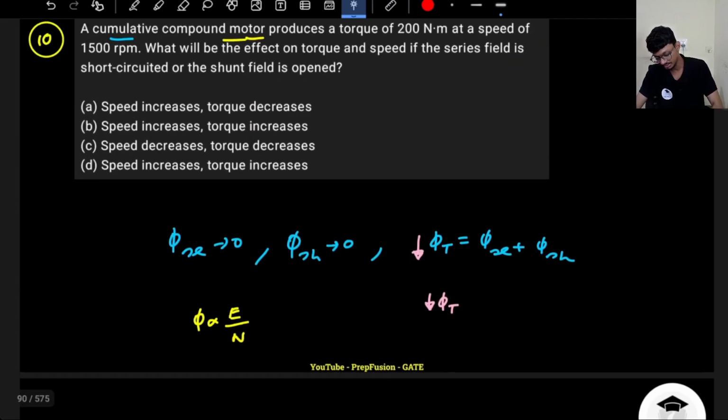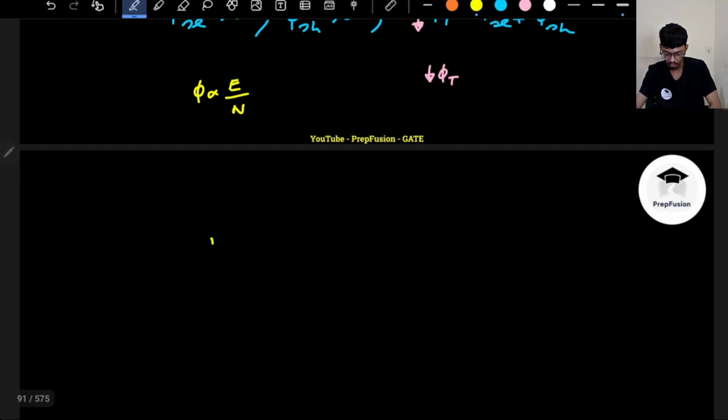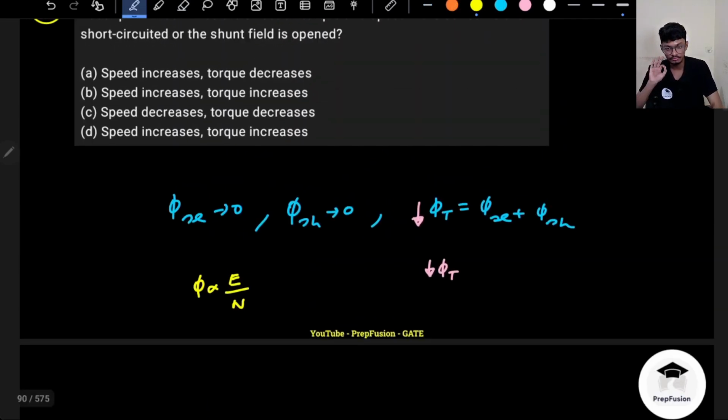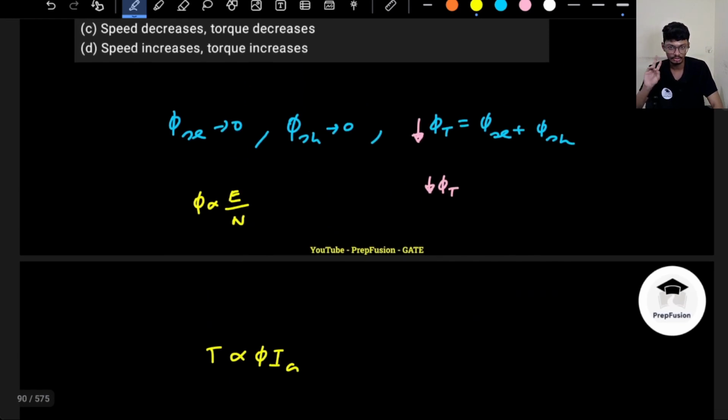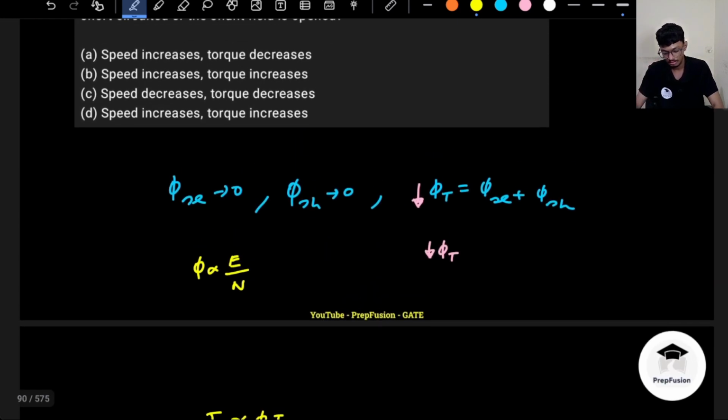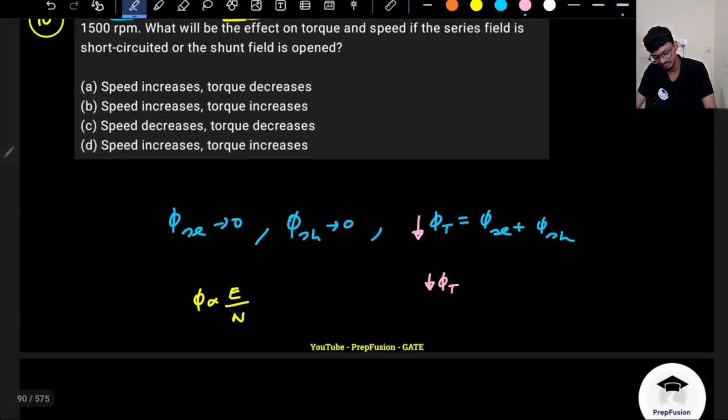One more thing, they are discussing torque, so I will discuss torque as well. What is torque equal to? Torque is proportional to phi into I, right? That we derived in today's lecture only, phi into I, correct? We are just comparing with respect to speed or the flux. The assumption is, as the supply voltage Vs is not changing, the back EMF will also change very little. No change, constant.